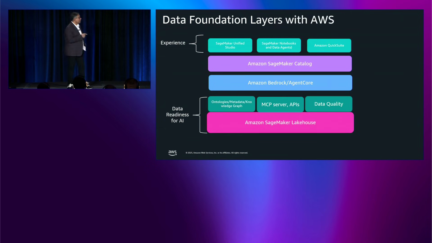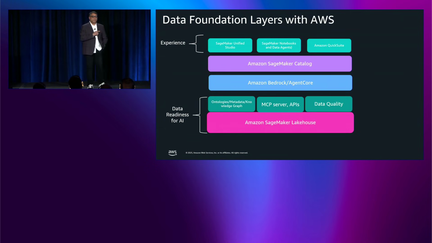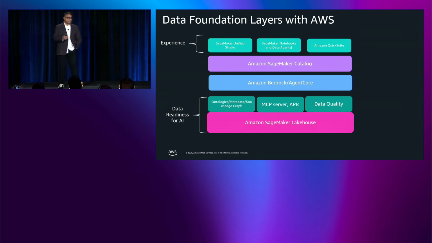How do you do that on AWS? You have Amazon SageMaker Lakehouse. This is how you store the data, structured, unstructured, federated into existing sources and things like that. You have the context as the ontology, metadata, knowledge graph. Your tooling is MCP servers, APIs, and of course, the maturity is the quality. There are others, of course, maturity principles that you can follow.